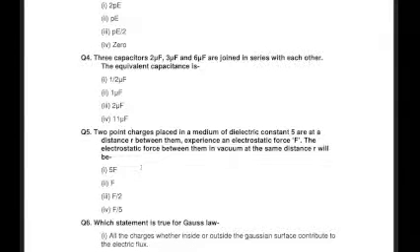Question number 5. Two point charges placed in a medium of dielectric constant 5 at a distance r between them experience an electrostatic force F. The electrostatic force between them in vacuum at the same distance r will be 1. 5F, 2. F, 3. F by 2, 4. F by 5. Correct. The answer is 5F.